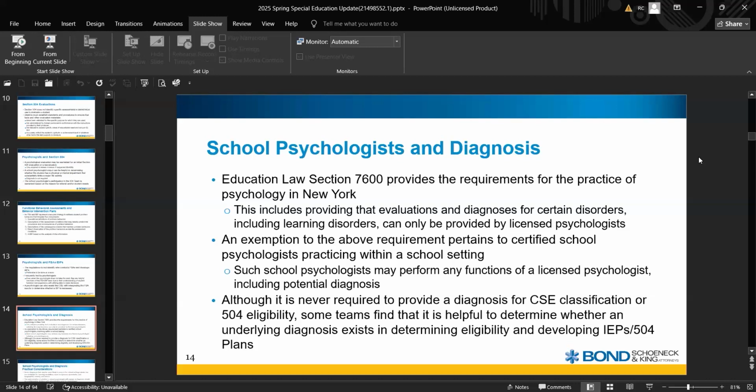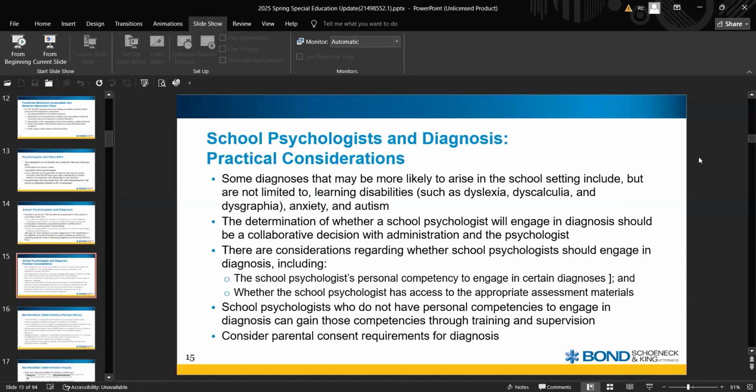I hear regularly at CSE, "I can't legally give a diagnosis." That's not accurate. I'm not saying that school psychologists should be diagnosing everybody. That's not what I'm saying. But school psychologists working in the school setting can perform the same functions as a licensed psychologist. And although we don't need a diagnosis to get to classification or 504 eligibility, there are situations where it might be helpful if our school psychologists are using their evaluations to determine if there's an underlying diagnosis. So some thoughts around that.